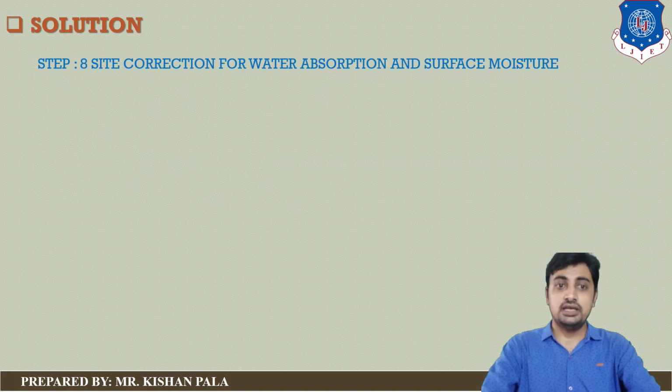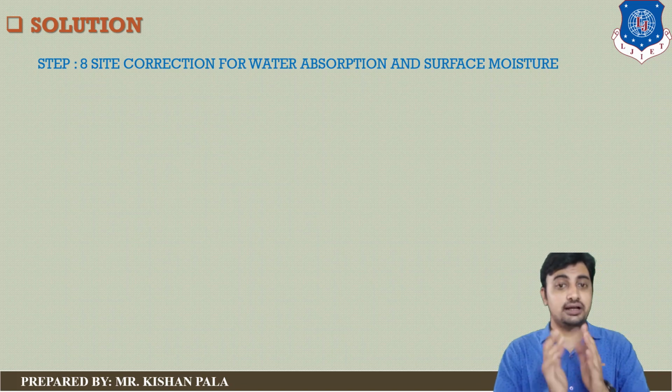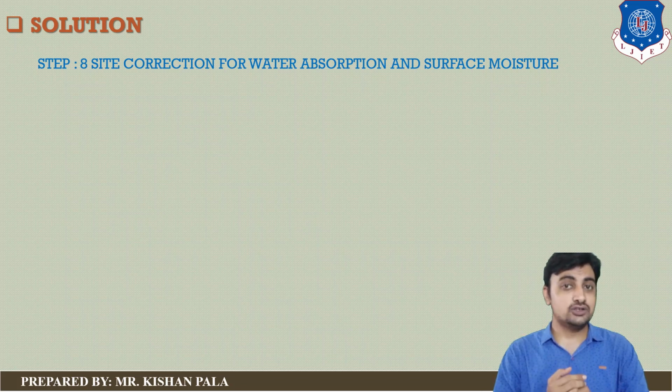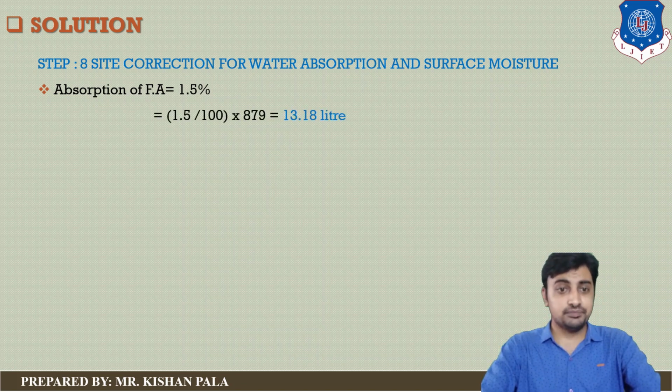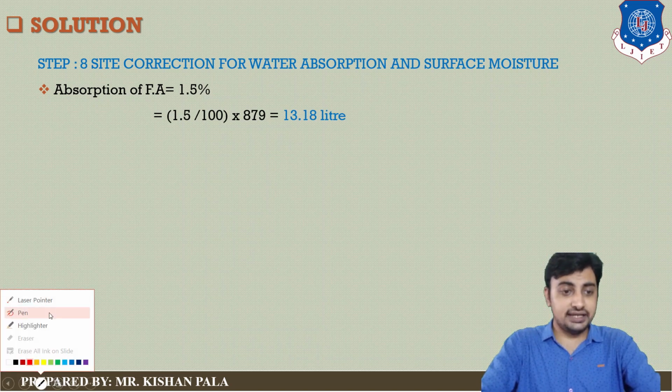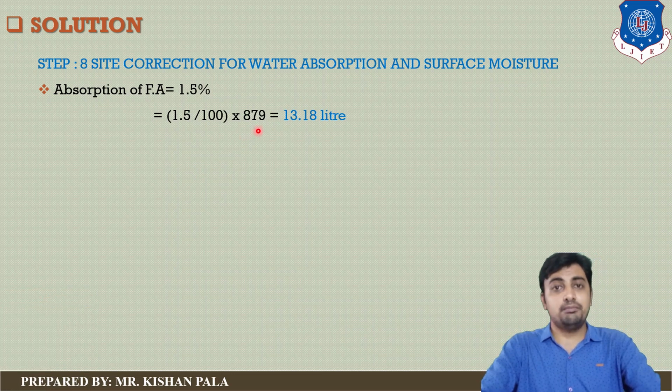Our next step is site correction for the water absorption and surface moisture. So we require correction regarding water absorption and moisture content for the aggregates. So there will be an effect on the mass of water. As per the data, the water absorption of fine aggregate is 1.5 percentage. So we have to calculate 1.5 percentage of the fine aggregate. Our fine aggregate mass is 879 kg.